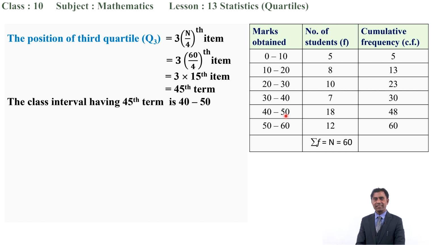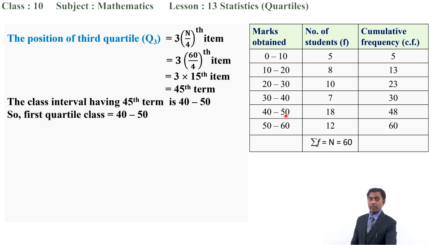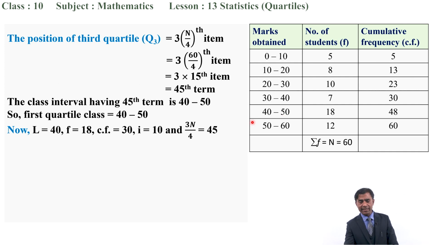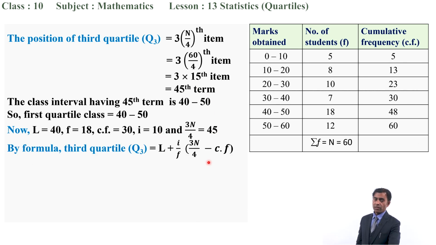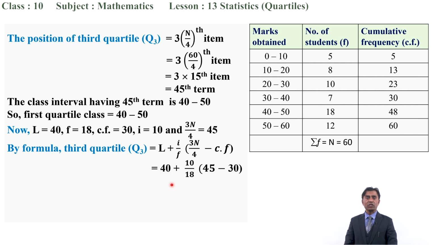Yes, 40 to 50, the 45th item belongs to 40 to 50. So 40 to 50 is called the third quartile class. After that, you can define L, F, CF, I, and 3n upon 4, whose value is 45 here. So substitute in the formula: Q3 is equal to L plus I by F times 3n upon 4 minus CF. After that, let's substitute the respective values, so it's 40 plus 10 by 18 times 45 minus 30. Can you do it?